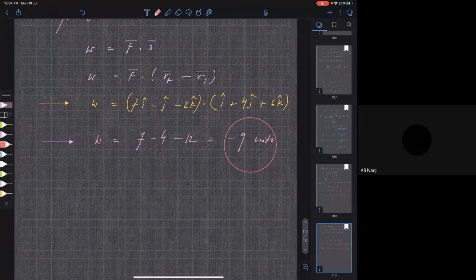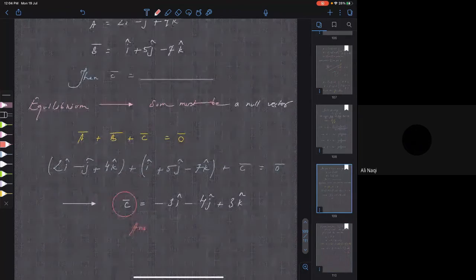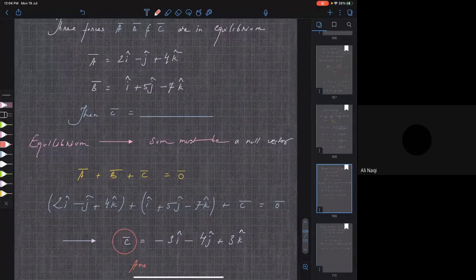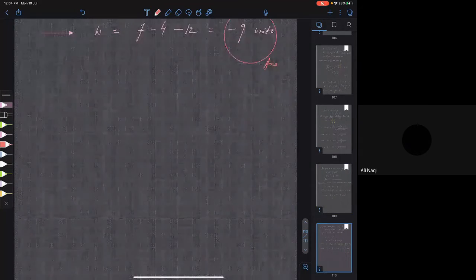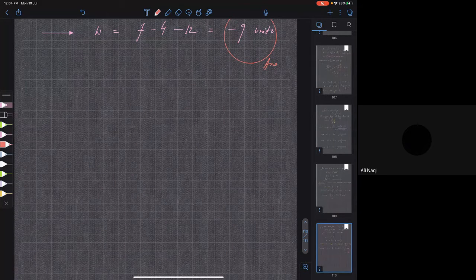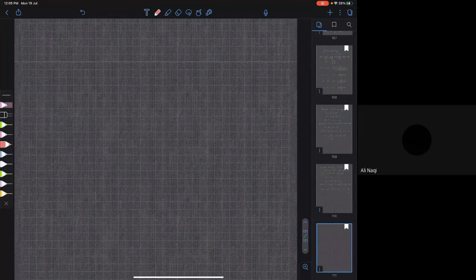Sir, can you please show that equilibrium question? I got disconnected. Clear? Yeah, thank you, sir. Okay.